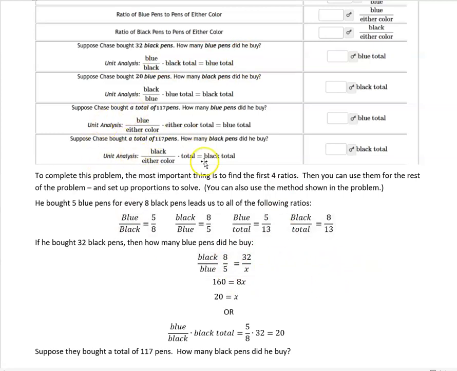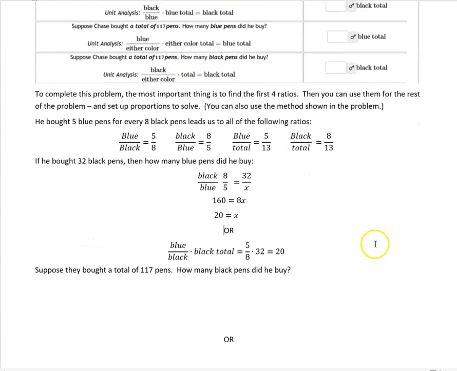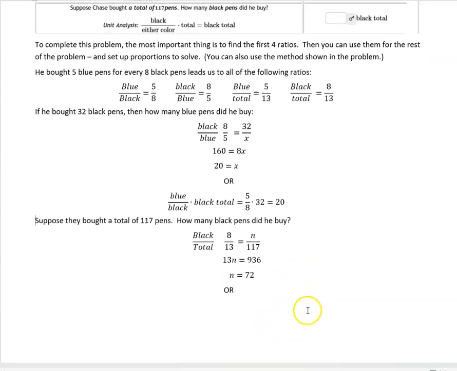I'll do one of these as well where he buys a total of 117 pens. Suppose they bought a total of 117 pens. How many black pens did he buy? Well, then we're looking at black to total. So we know there were 8 black for every 13 pens. That's the total number. If that total changes to 117, then how many black pens did he buy? To solve that, we would say 117 times 8 is 936. And 13 times n is 13n, and divide both sides by 13, and you get n equals 72. Sorry, I don't know why I was saying 17.